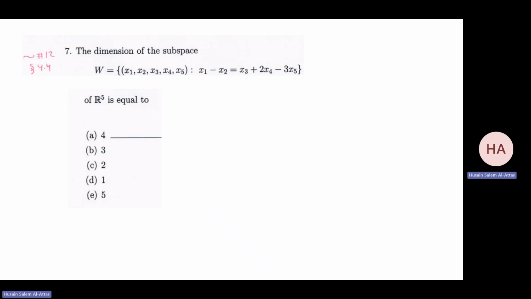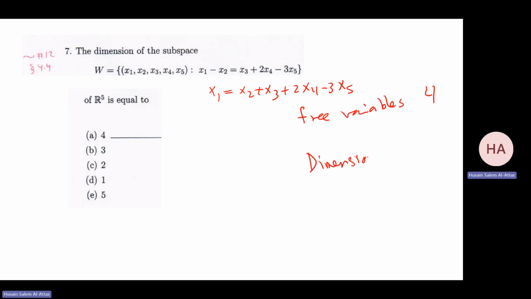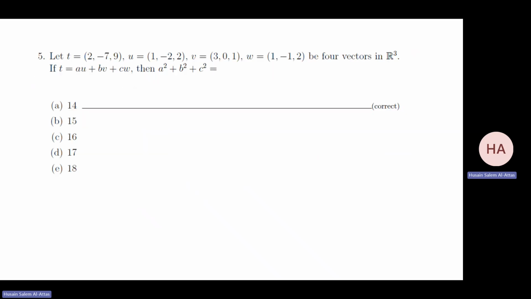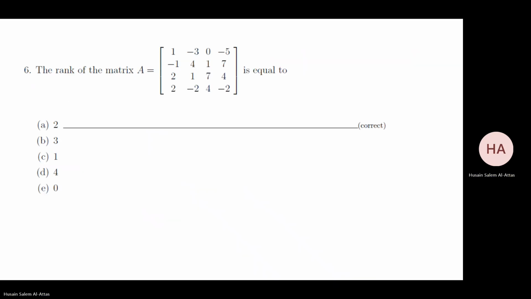The dimension of this subspace, very clear, I have x1 will be what? x2 plus x3 plus 2x4 minus 3x5. How many free variables we have? 4. That will be the dimension. No need to do more. I have four free variables. X2, X3, X4 can be any value. X1 depends on that. So I have only four free variables. Okay.